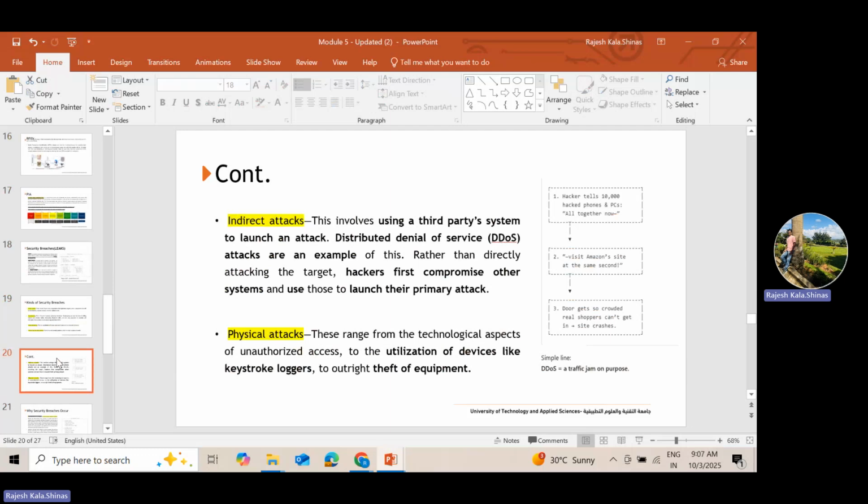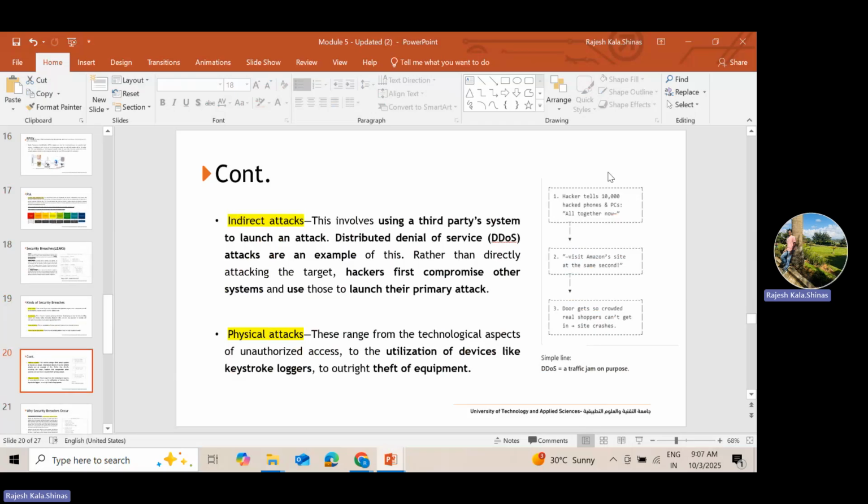Then we have indirect attack and physical attack. An example of an indirect attack is distributed denial of service. I will give an example here: the Amazon website. I want to buy something from Amazon, but the Amazon website is always busy, and now the Amazon website has gone down. The server is down. How?